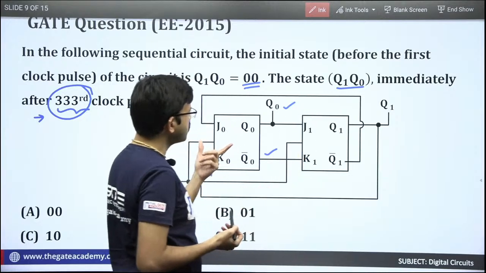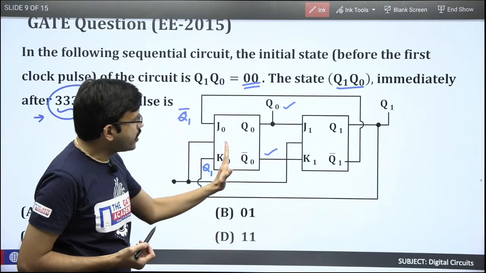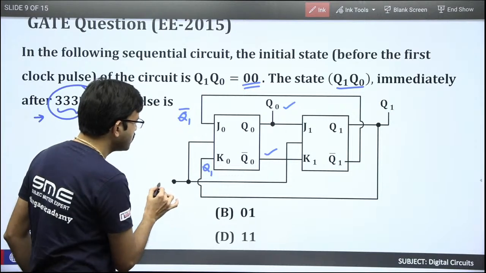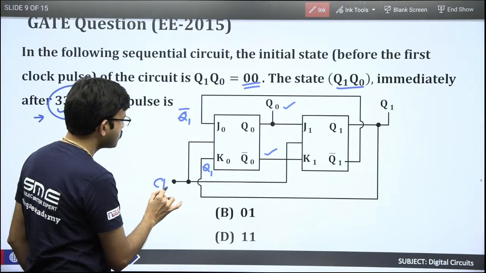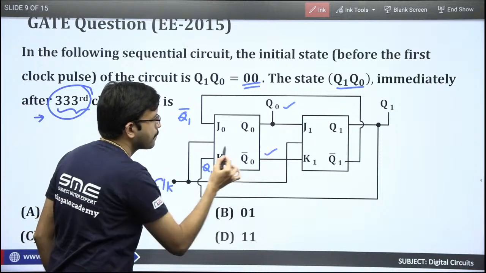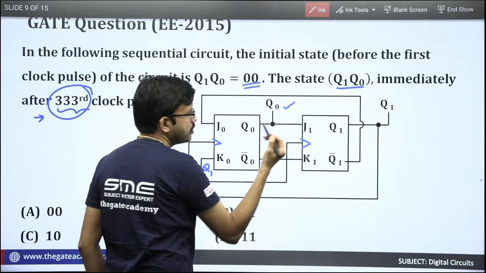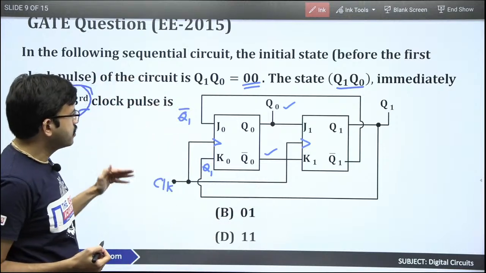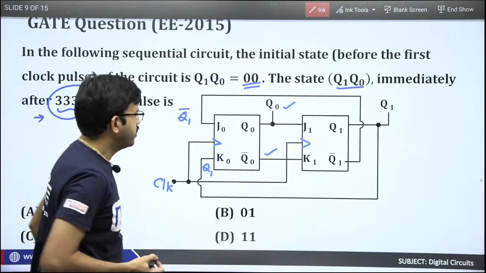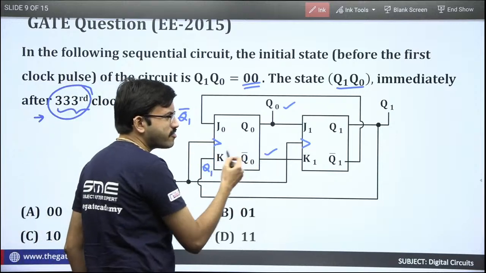So what is the characteristic? And one more observation. For these two flip-flops, you have the same common clock signal. The clock signal is the same, so you can represent it, for the time being, as positive edge. Right, the clock signal is the same. So that means what? This is a synchronous sequential circuit.